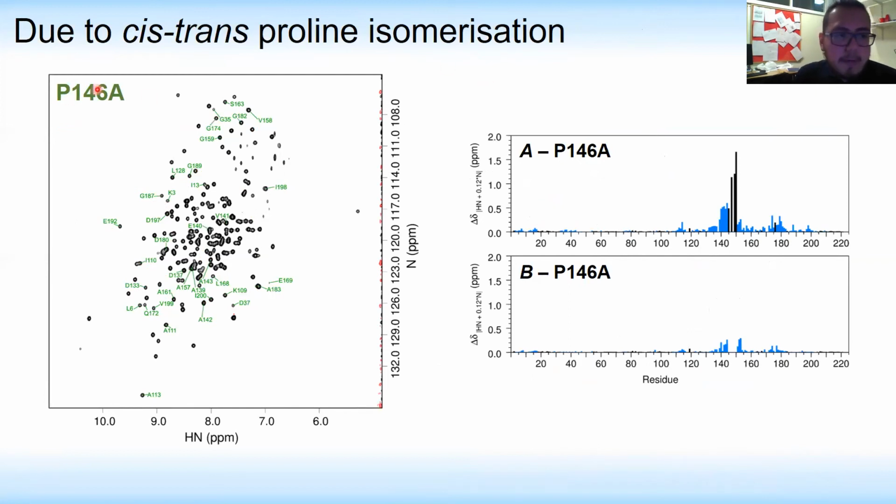When we generate the variant P146A, we see only 1 species in solution, which is a good model of conformer B, as you can see by the chemical shift difference between the variant and conformer B, in contrast with the comparison with conformer A. So now we have a good model to look at conformer B and its involvement in the catalytic cycle.